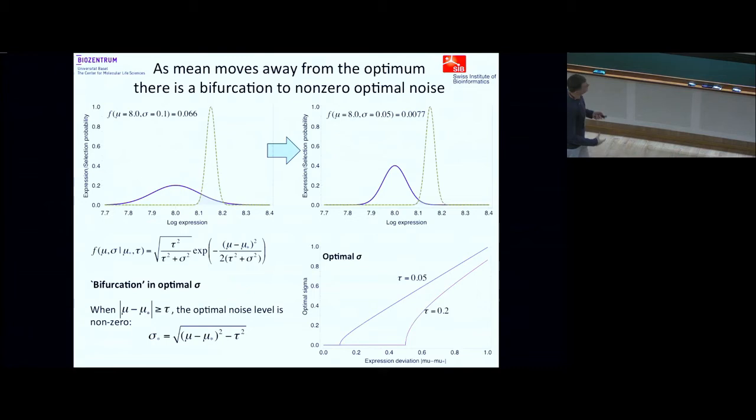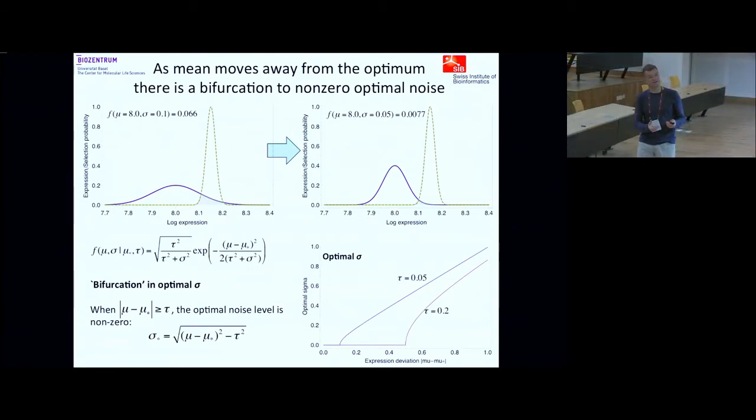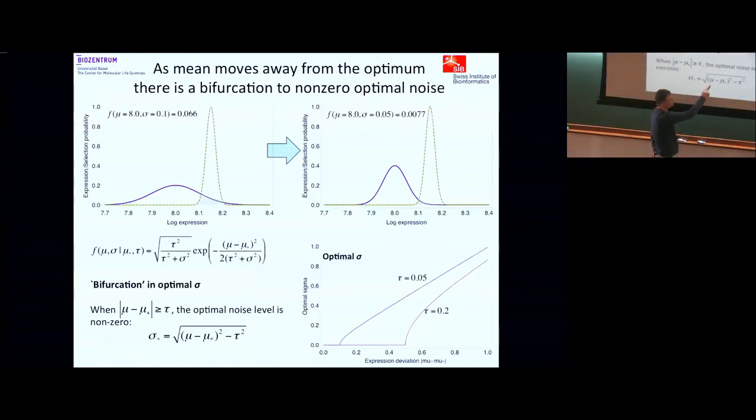All right, so if you want to say this fancily, there is a bifurcation. As the deviation between mu and mu star gets bigger, the optimal noise goes from 0 and at some point starts increasing. Beyond the level where it was 0, the optimal noise level is actually the square root of the squared deviation between your mean and the target mean, minus this width coming from the tolerance.